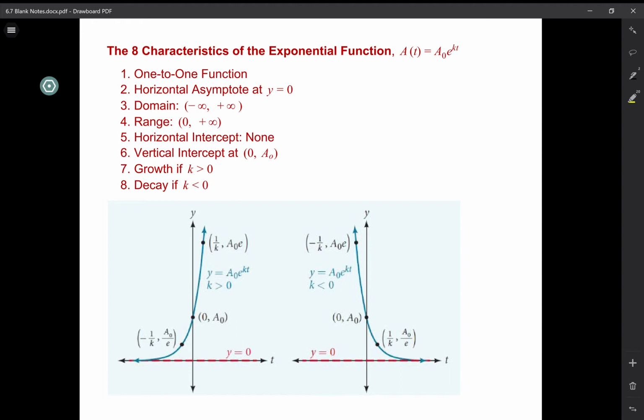So a sub 0 is really our initial value if we're thinking about a modeling situation. It's going to be exponential growth if our rate value is greater than 0, and it's going to be exponential decay if our rate is less than 0.